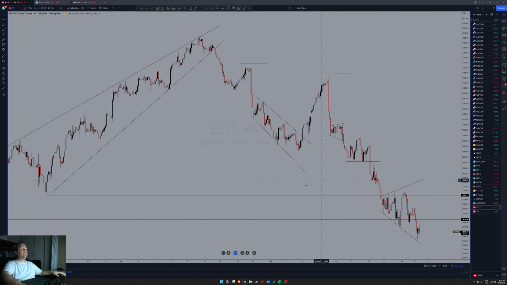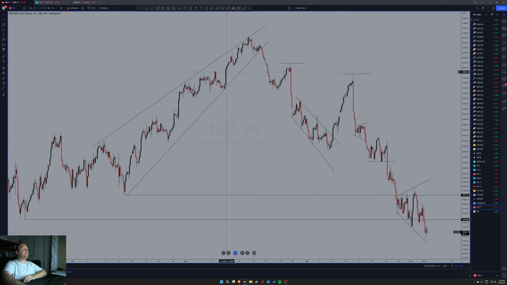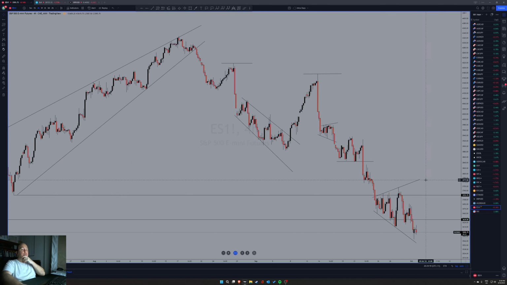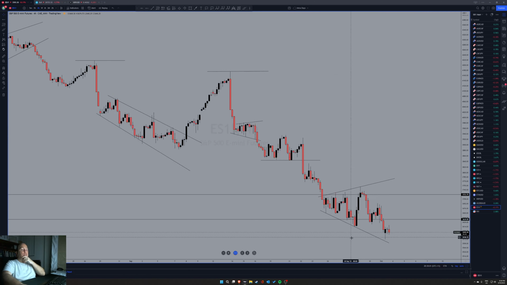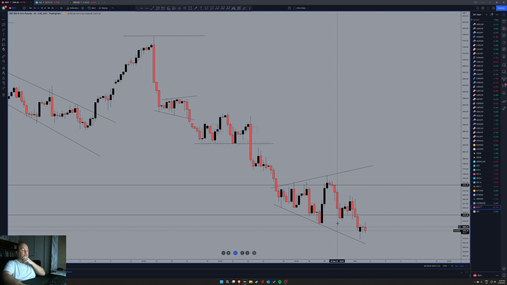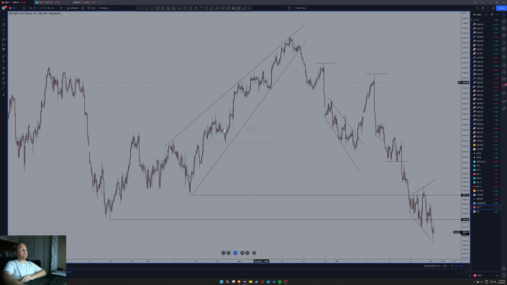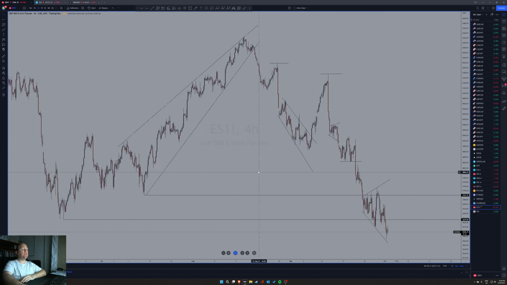There's a bit of a thing I drew the other day. This is if you look at wedges and triangles and expanding triangle, those sort of things. Like I don't really use it. I mainly use just the swings. You can see here it's worked pretty nicely.